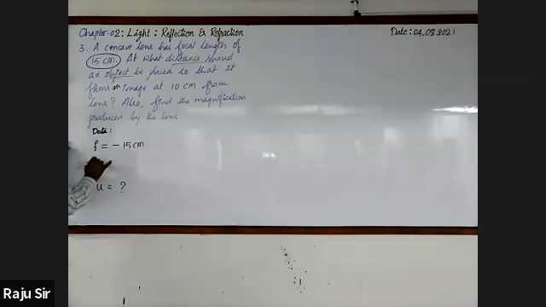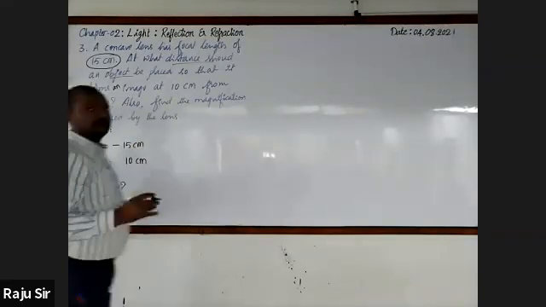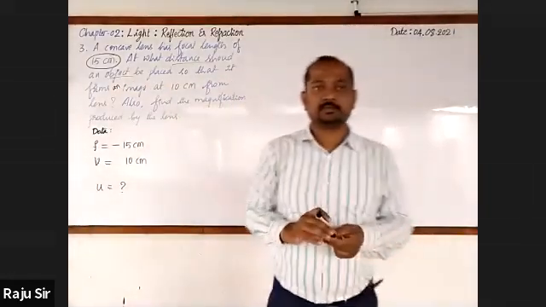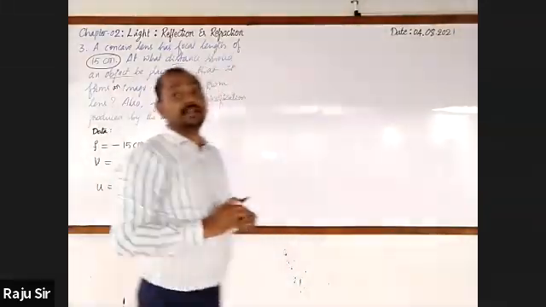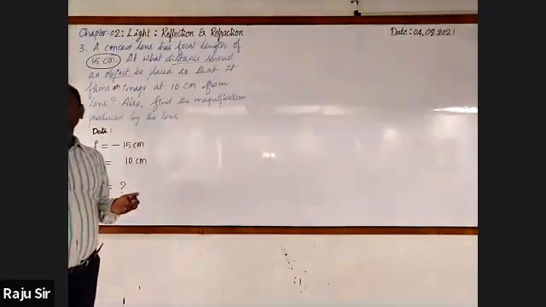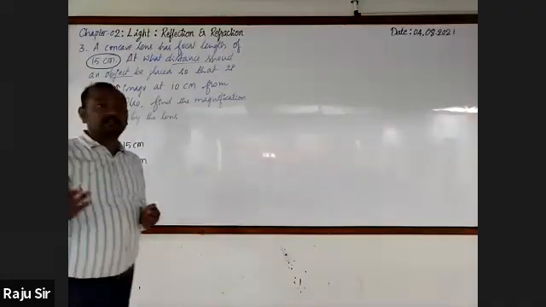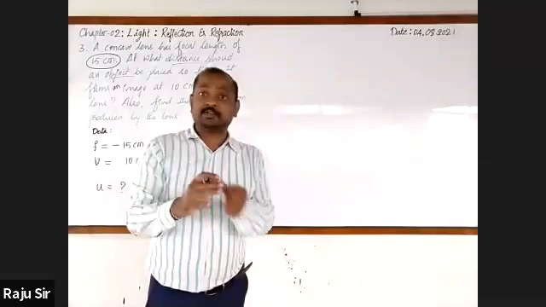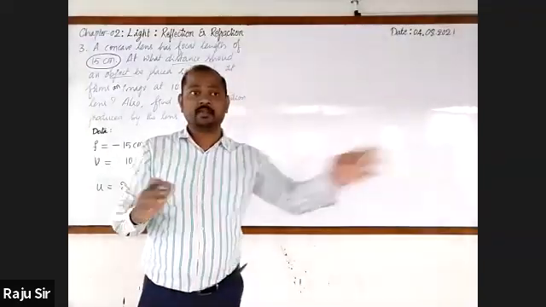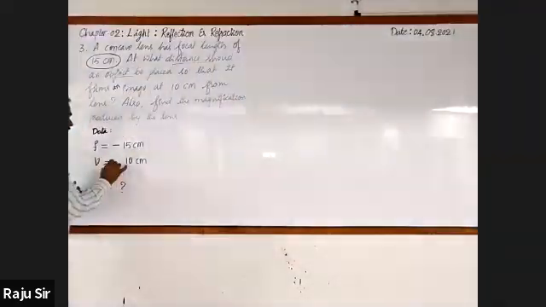Image distance is given. It is V. V is equal to how much? 10 centimeter. Negative or positive? Negative, because the image formed by the concave lens is always inside. It is not formed on the screen. Hence we take it as negative.